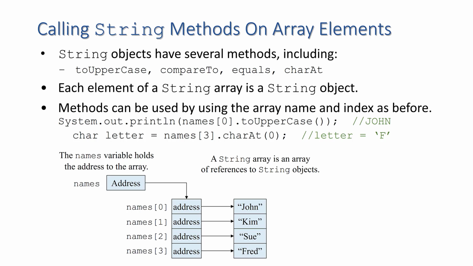Because each element in an array of strings is a string object, the methods that are used for string objects can also be used on the elements in arrays of strings. The syntax must include the array reference variable and the index of the element. In the first example statement, the string referenced by name sub 0 is converted to uppercase, so John in all caps is output. In the second example, the first character in the string referenced by name sub 3 is assigned to letter, so letter is assigned an uppercase F.